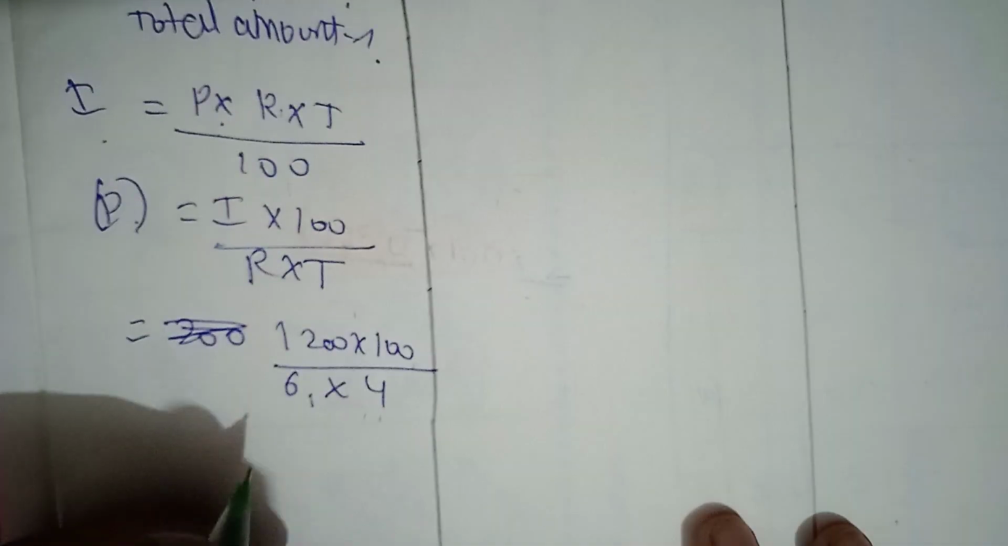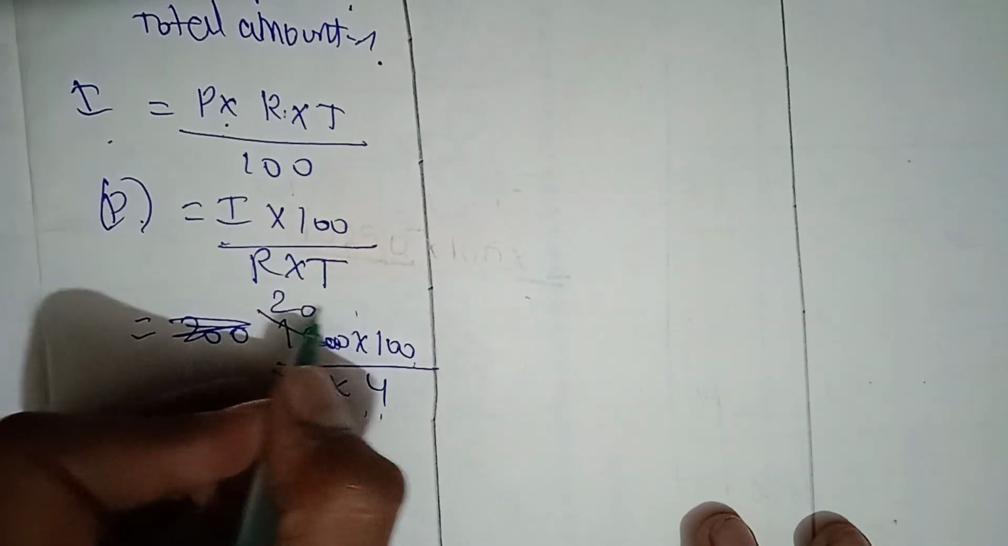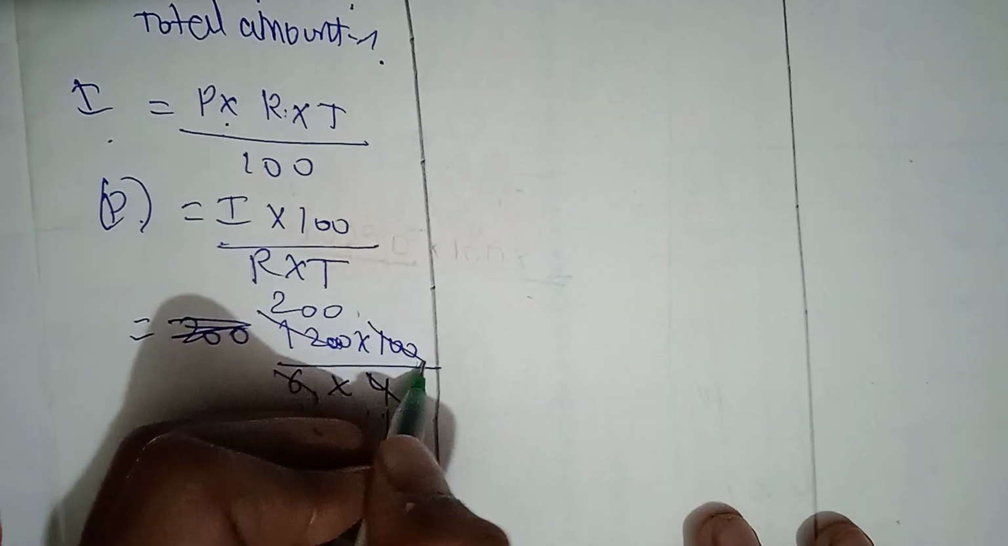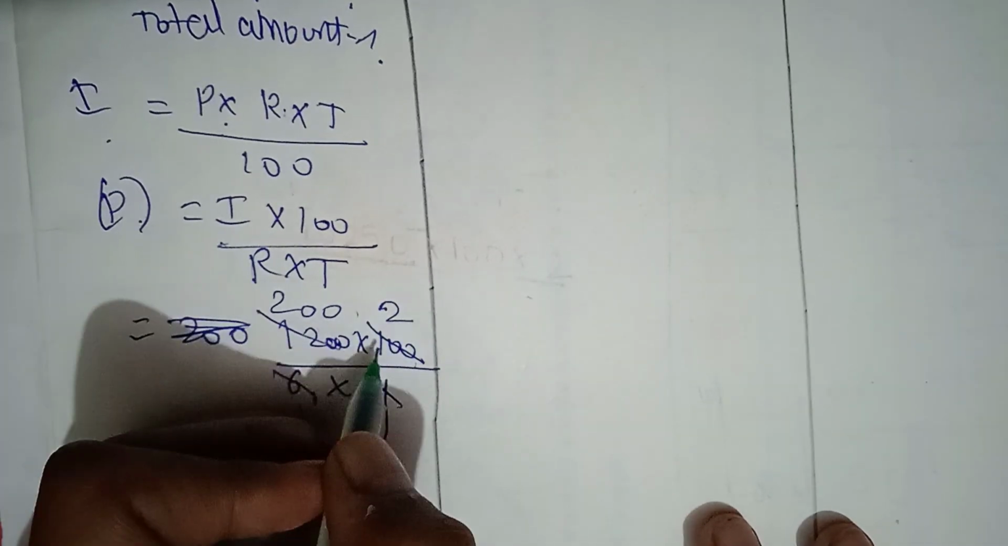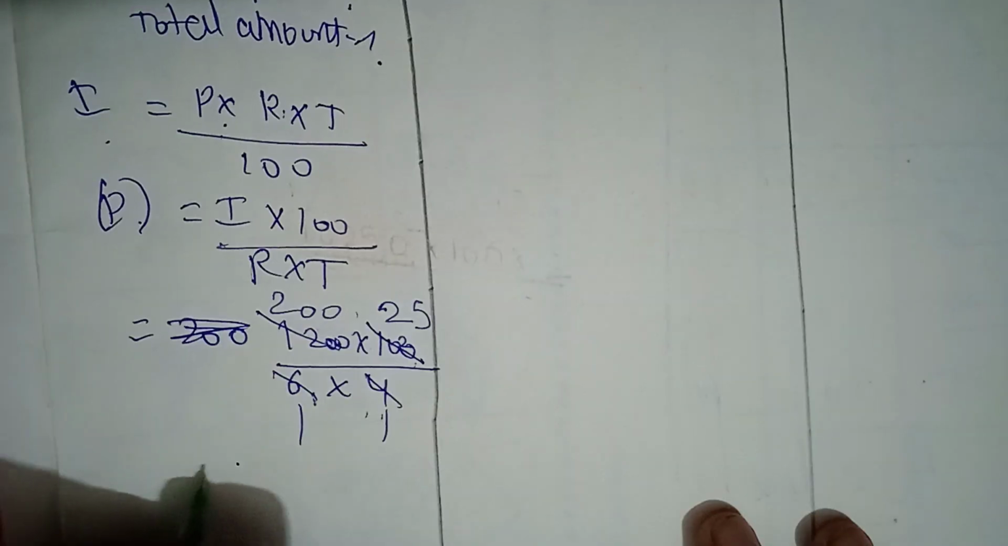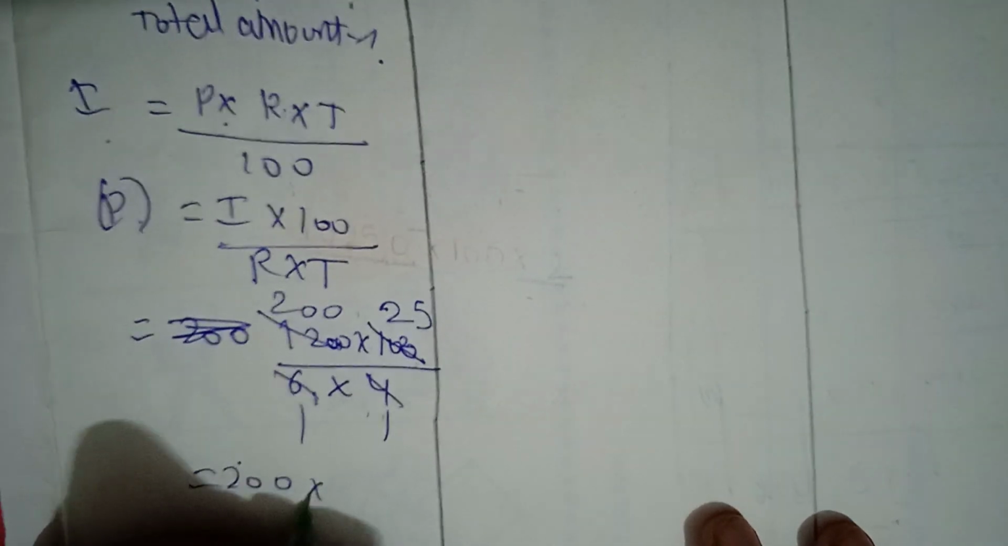We'll cut this with the table of 6. 6 1s are 6, 6 2s are 12, 200. Then 4 1s are 4, 4 2s are 8. So 2s are 8, this 2 carries, 4 5s are 20. So we are left with 200 multiplied by 25.